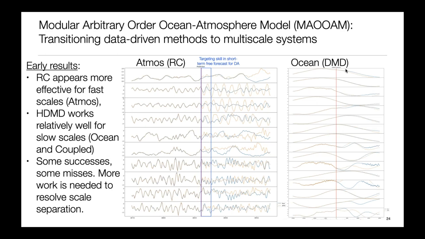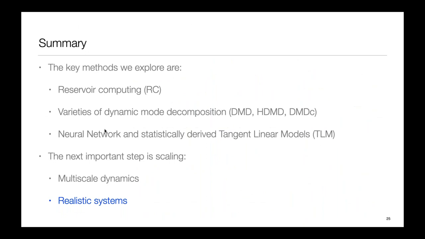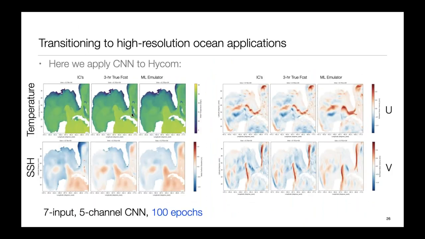Same with the ocean. Here's an example of applying dynamic mode decomposition, and we have a nice fit to the trajectory of some of these modes, but some just don't track the system. So this is what we're developing next, and we're putting time and effort into this. And finally, some more realistic systems.